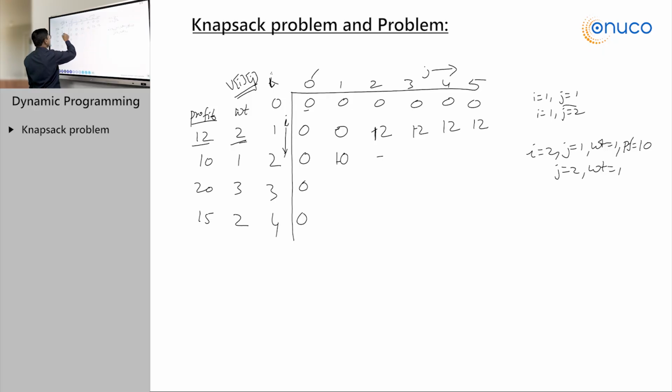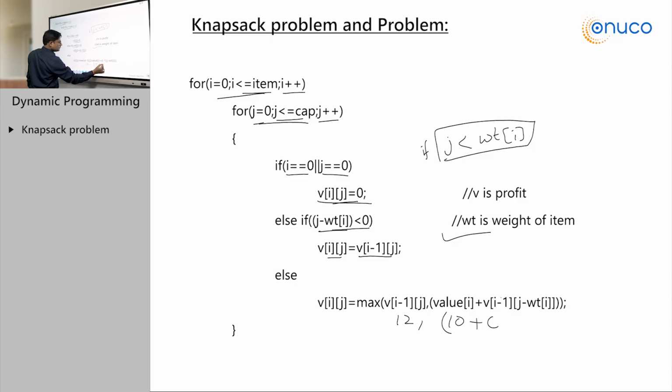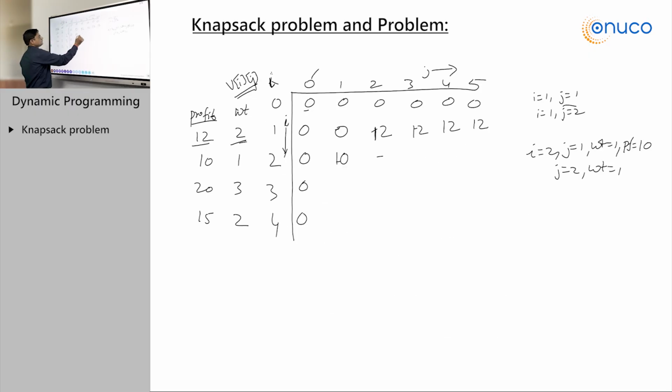J is 2, weight is 1. 2 minus 1 is 1. Previous row, first column. What is the value? 0. So in that case, we are going to write 0. So 12 comma 10, which is maximum? 12 is maximum, so we are going to replace it by 12. Okay, so this is 12.